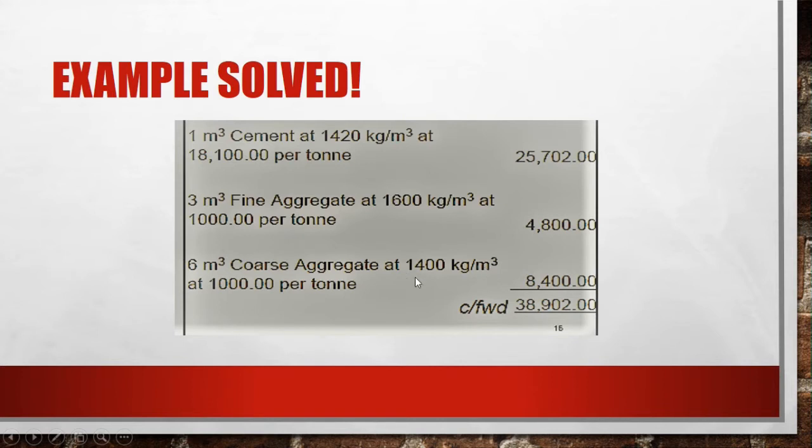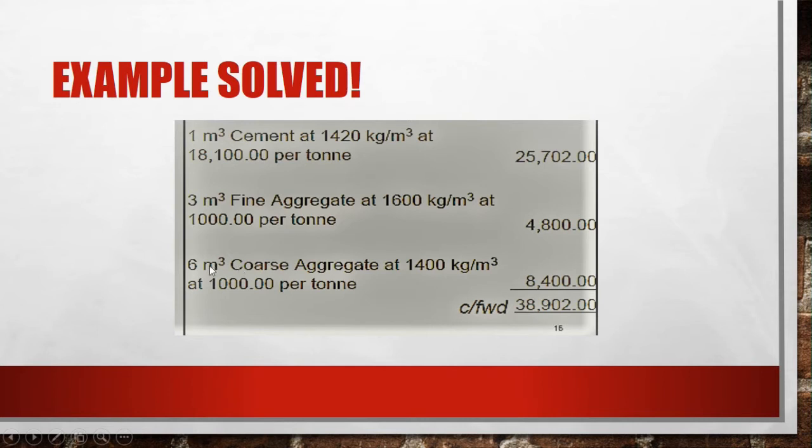So this means that we have 1400 kilogram in 1 meter cube of coarse aggregates. So now 6 meter cube will be which mass? You divide 6 meter cube by 1 meter cube, you multiply by 1400. But you're going to multiply by 1000 because the cost of one ton of coarse aggregate is 1000.